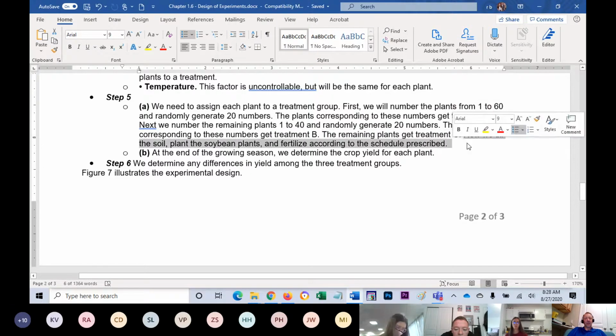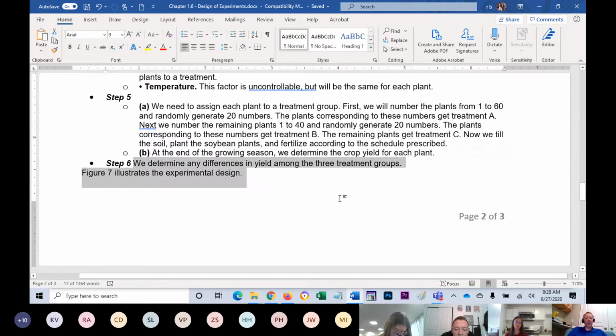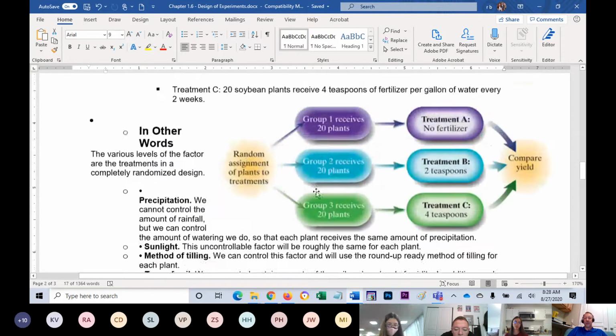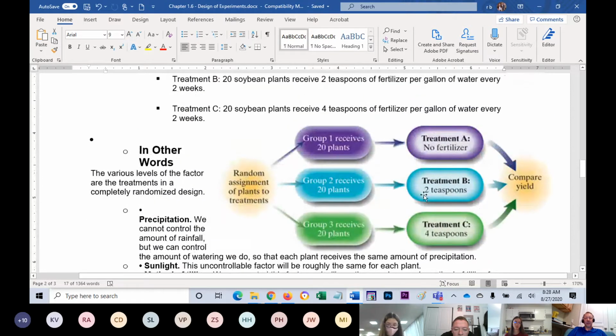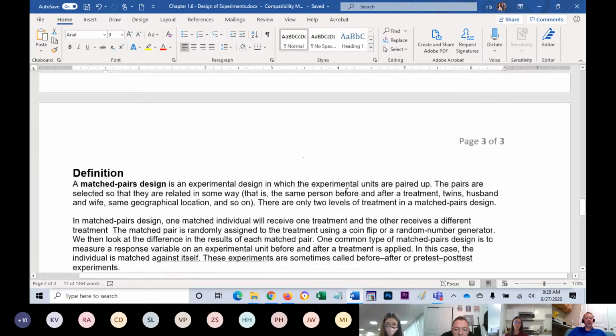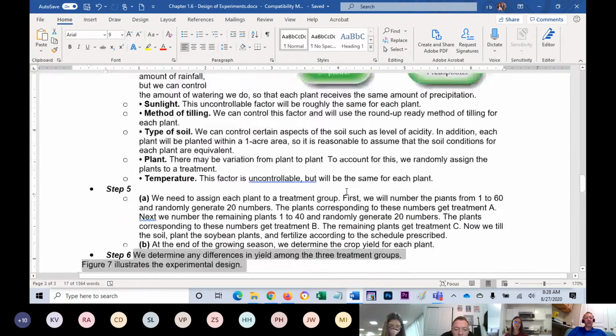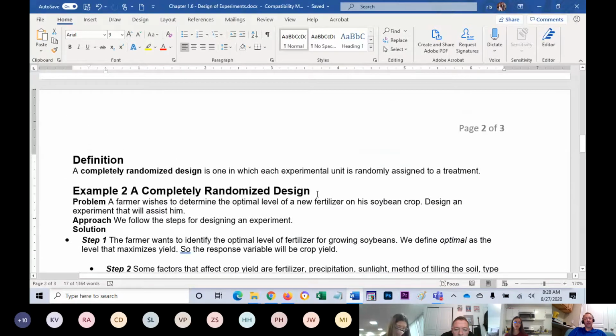And now we're going to plant them and fertilize them according to our schedule. So at the end of the growing season, we're going to determine the crop yield. And then step 6, we're going to determine any difference in yield among the treatment design, the experimental design. And so anyway, that's the picture that hopefully you guys are going to get really good at drawing. Okay. So that's one type of experiment, and that is the completely randomized design.